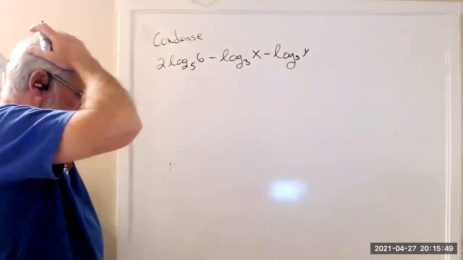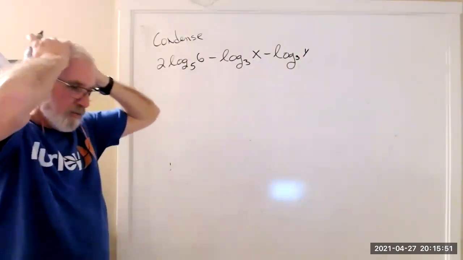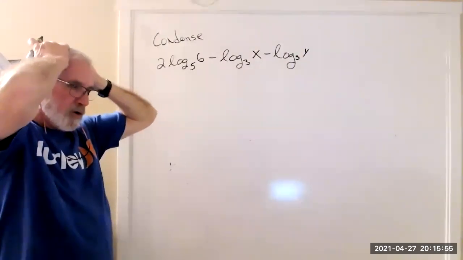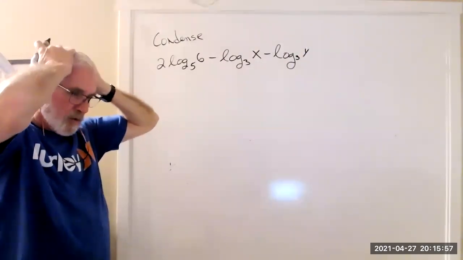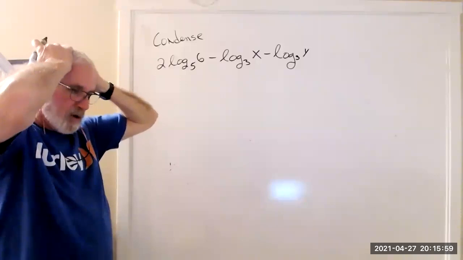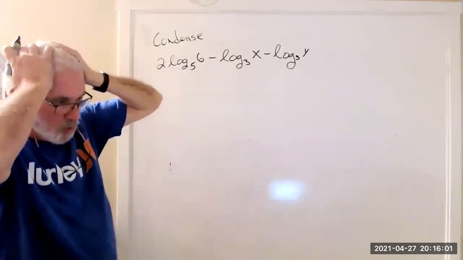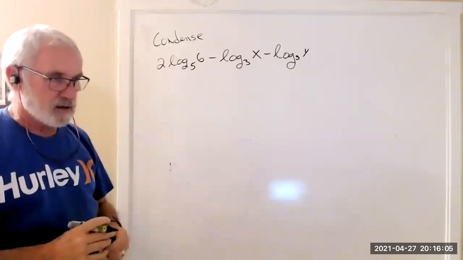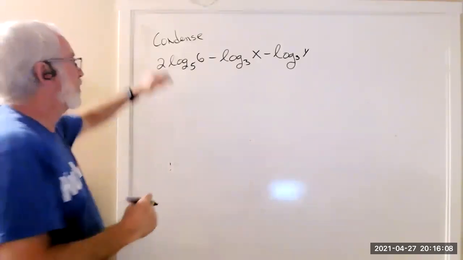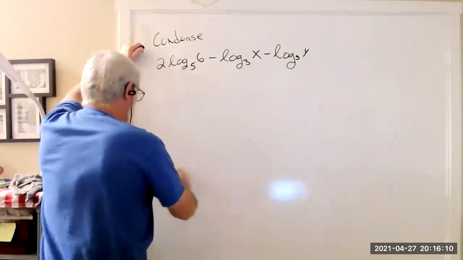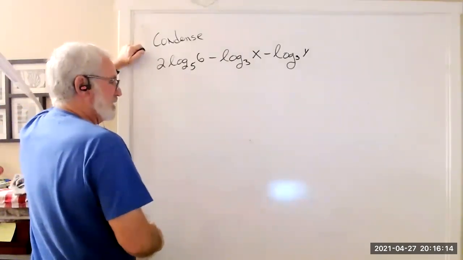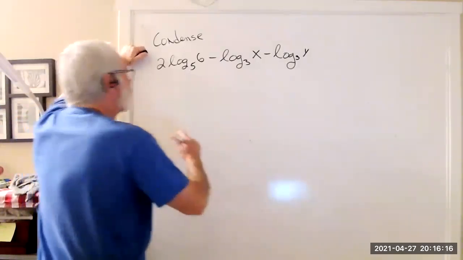I'm going to do it first an algebra way, second a wrong way, and third a shortcut way. Is it the wrong way or the long way? Wrong way. You'll see.